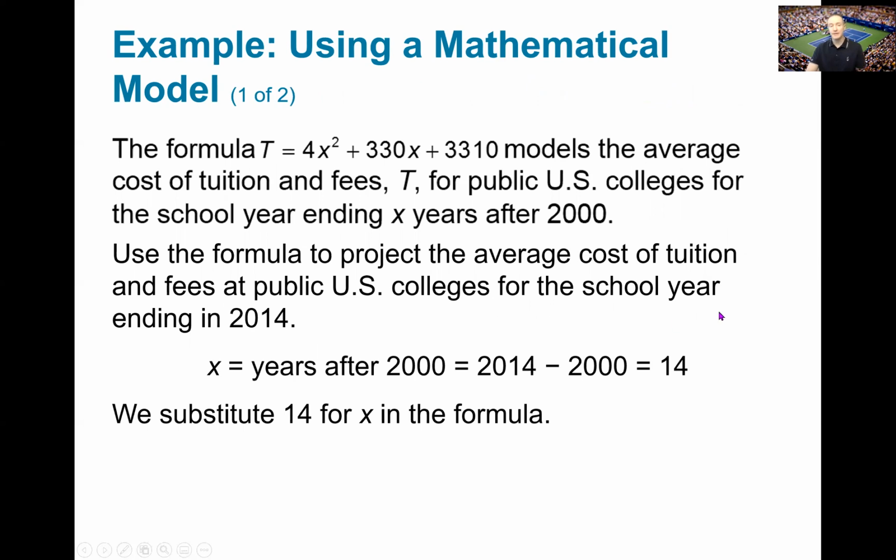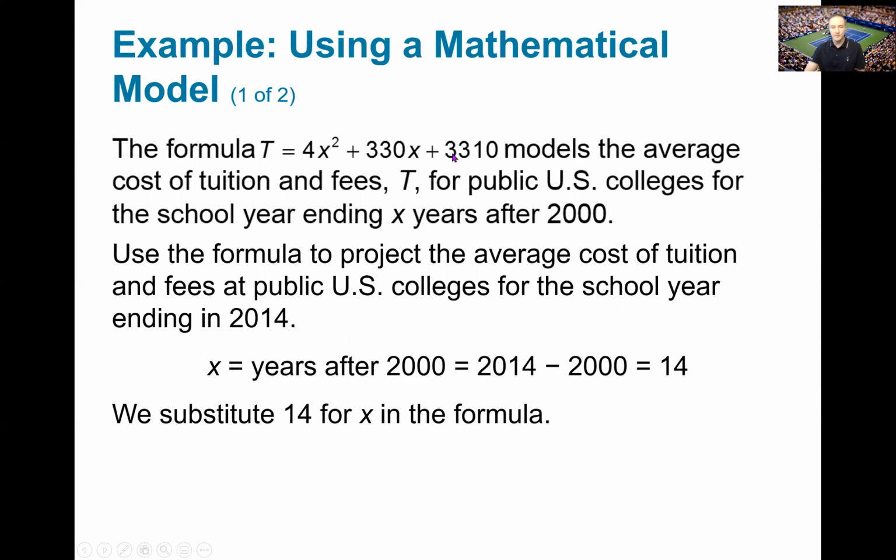In this problem, you're given the formula T, where T is equal to 4x squared plus 330x plus 3,310. And you're told that that models the average cost of tuition and fees, T is the total cost of tuition and fees for U.S. public colleges during the school year ending x years after the year 2000. Okay, so we're supposed to use the formula to project the average cost of tuition and fees in U.S. colleges for the school year ending 2014.